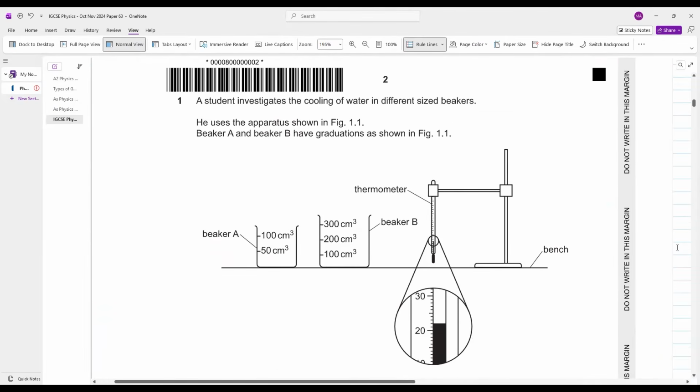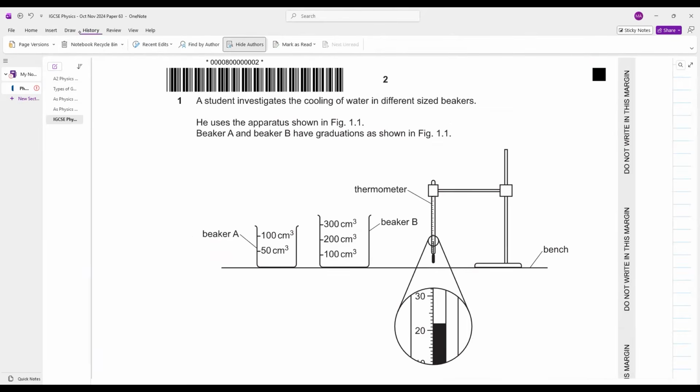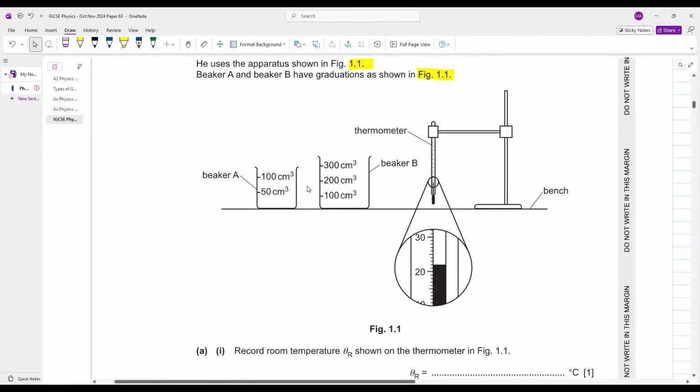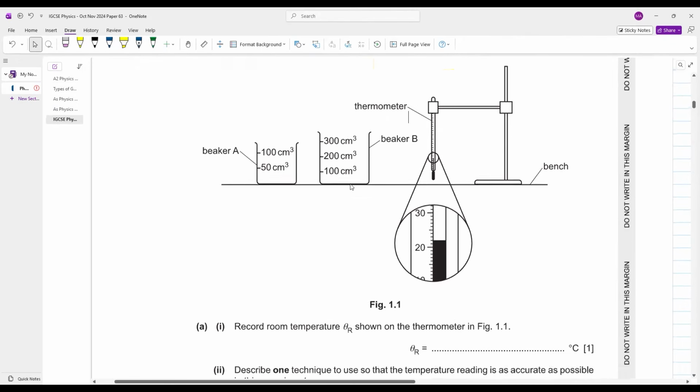Okay. A student investigates the cooling of water in different size beakers. He uses the apparatus shown in figure 1.1. Beaker A and B have graduations as shown in figure 1.1. Beaker A has graduations of 50 cm cube and 100 cm cube. Beaker B has graduations of 100 cm cube, 200 cm cube, 300 cm cube. Okay.